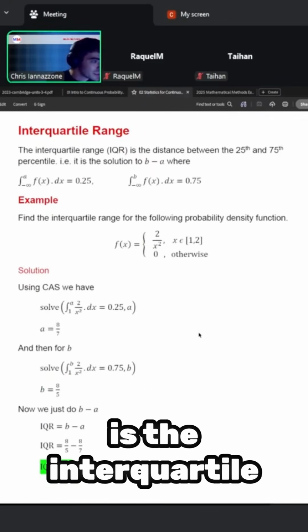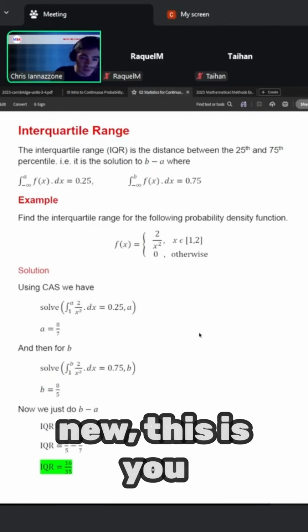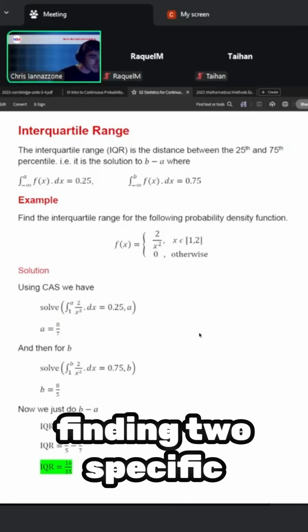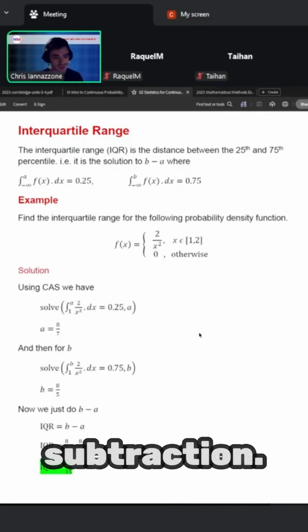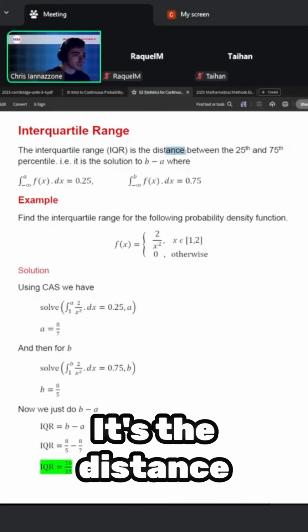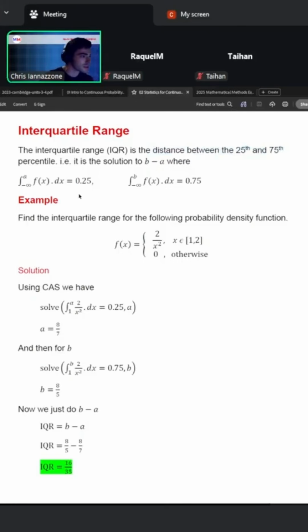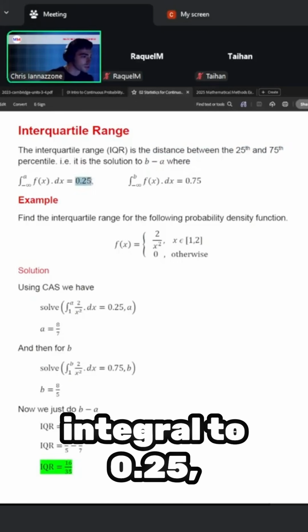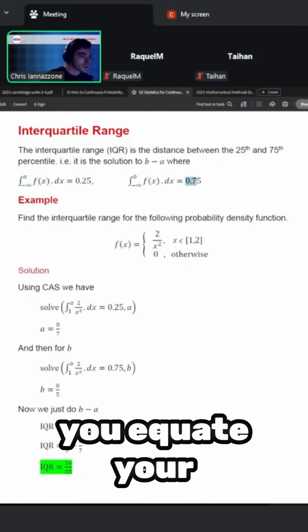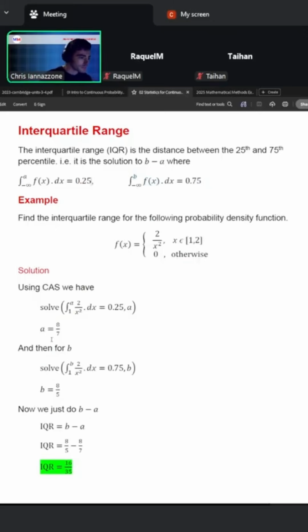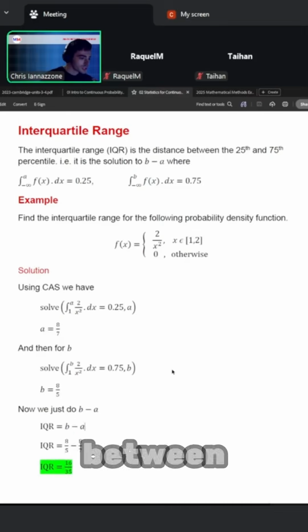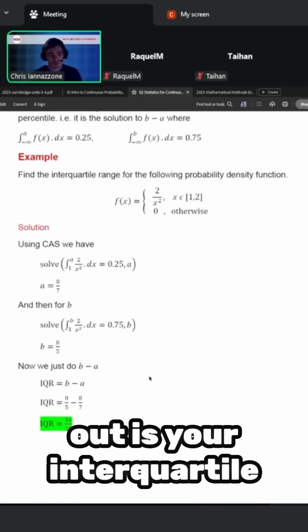Last one up, this is the interquartile range. This is technically nothing new. This is just you finding two specific percentiles and then performing a subtraction. That's it. It's the distance between the 25th and the 75th percentile. So you equate your integral to 0.25, solve the upper bound. You equate your integral to 0.75, solve the upper bound. Take those two values, perform a subtraction between them, and whatever comes out is your interquartile range.